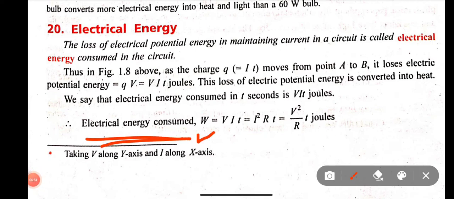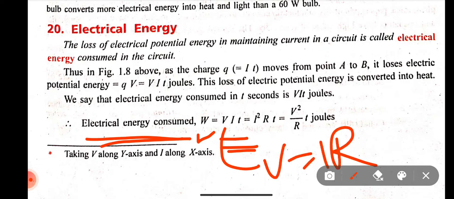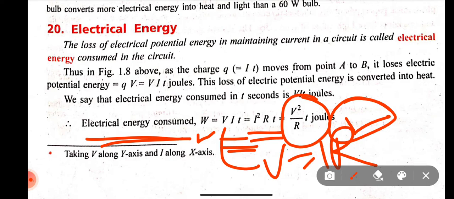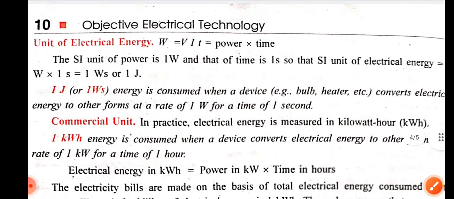W equal to VIT, as I mentioned above. So here, if we express V equal to I into R, then we find I square RT. After that, V square by R into T. And this energy is measured in joule, as we know very well. So this is point number 20.